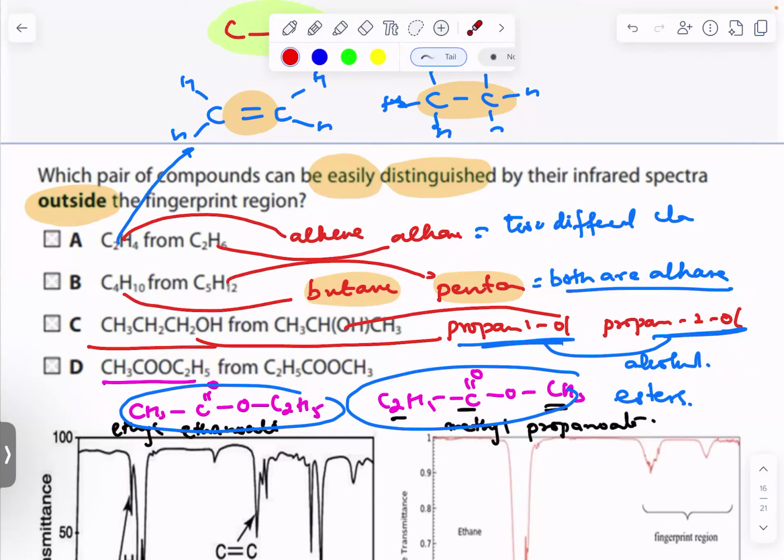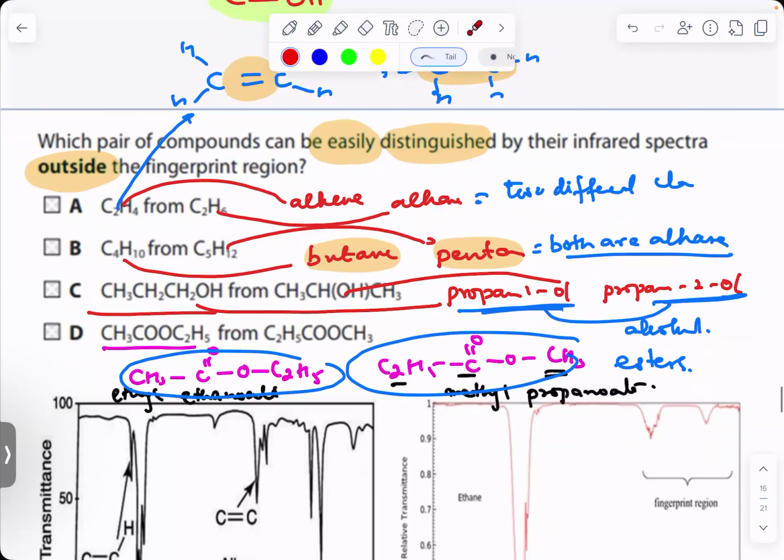What is bothering you, Anika? No, I just didn't understand the question. You didn't understand the question. Actually, which pair of compounds can be easily distinguished? No, I understand it now.